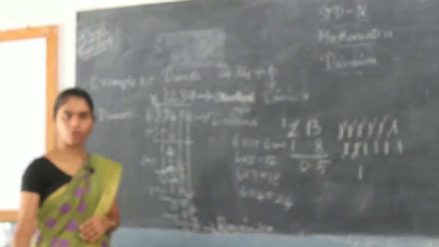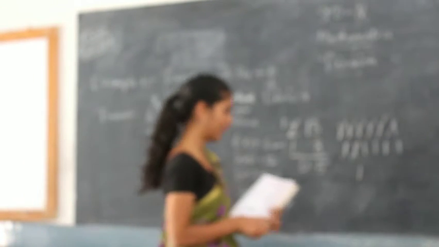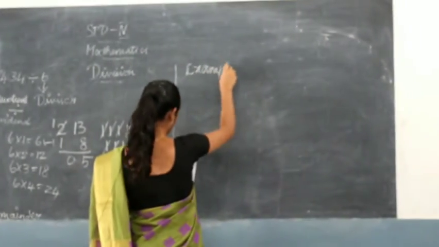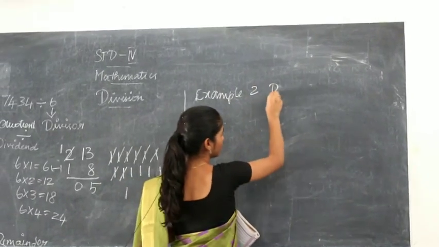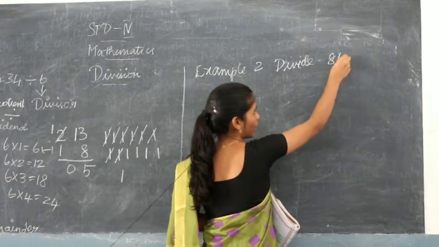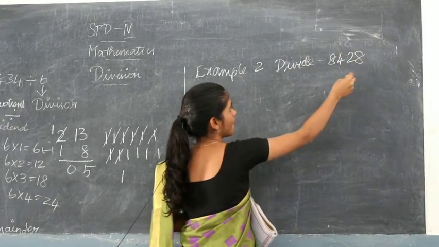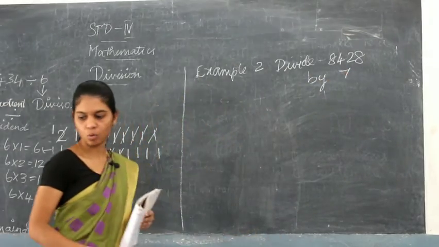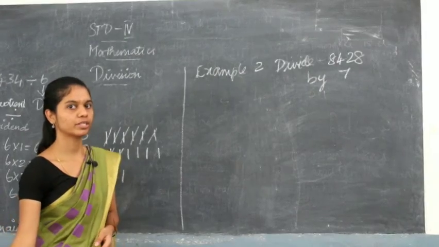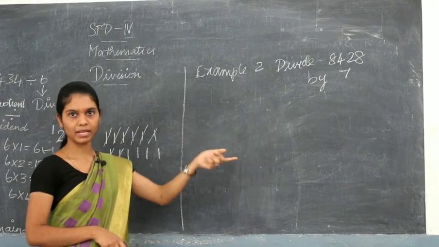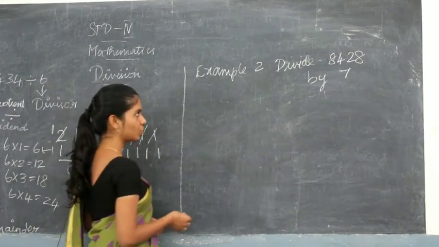Okay, so now we are going to solve the second question. Example 2. Divide 8428 by 7. Now what you should do is, you should divide 8428 by 7. So what you should do?